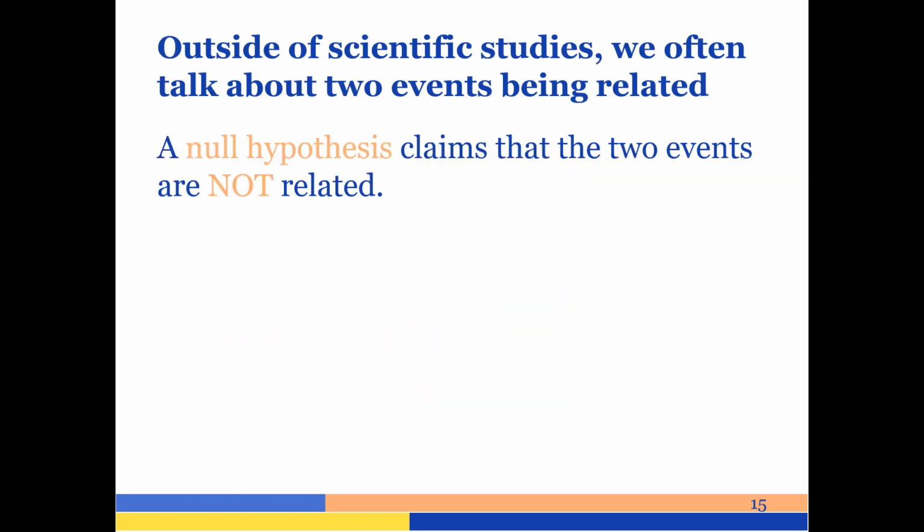Outside of scientific studies, we often believe two things are related. For instance, we might think that if a child drops maple syrup on the floor, it may become sticky. In science, we usually go backwards. A null hypothesis claims that two events are not related.